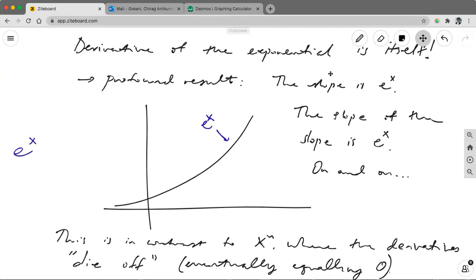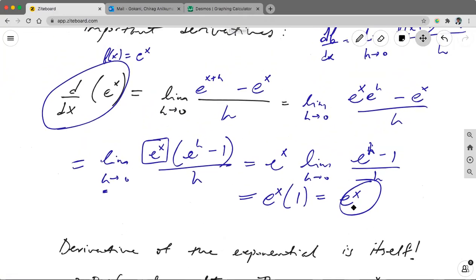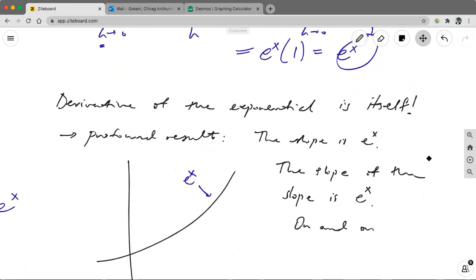Okay, does anyone have any questions about this result? Like the derivative of e to the x is itself. No one's unclear. Okay, good.